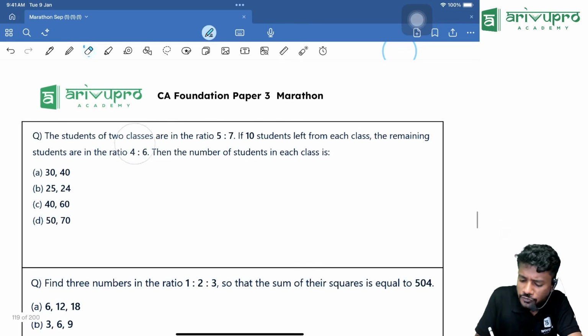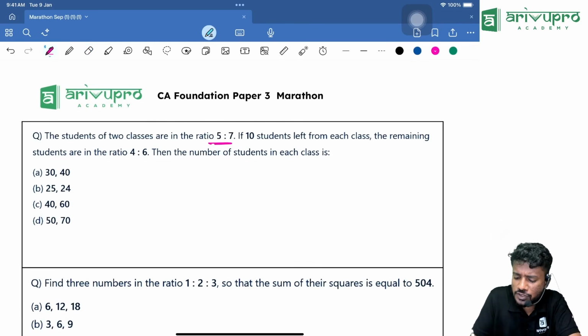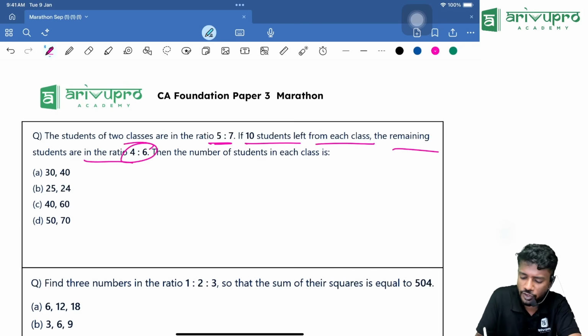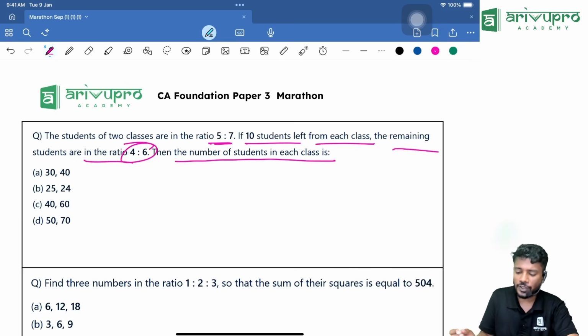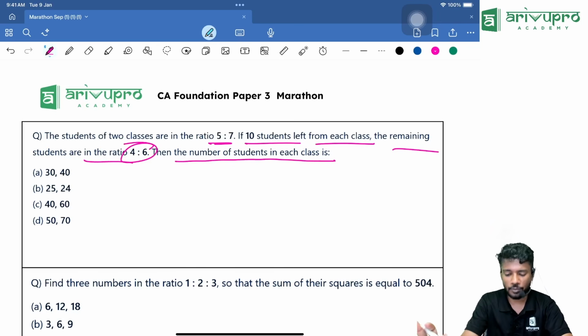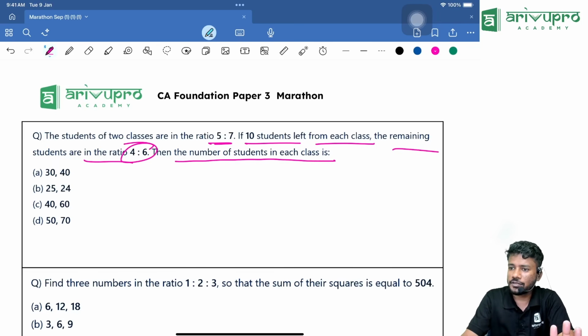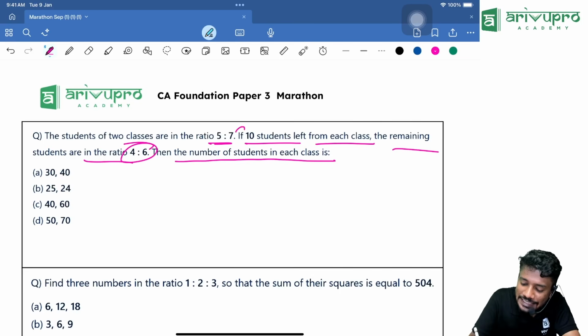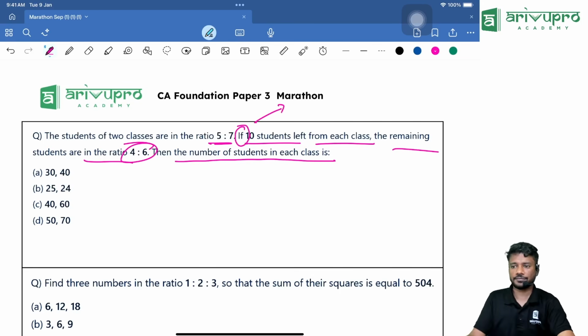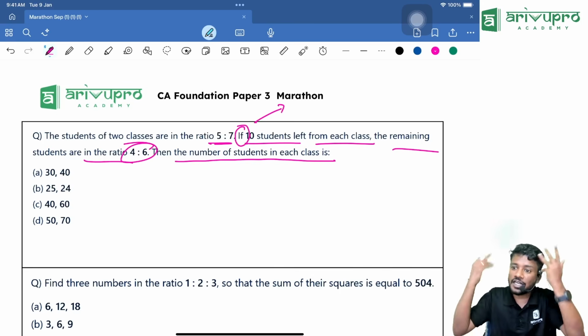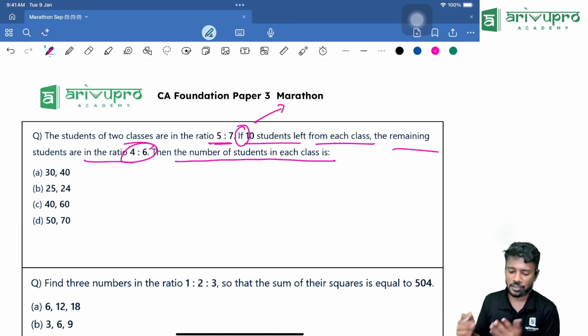The students of two classes are in the ratio 5:7. 10 students left from each class. The remaining students are in the ratio 4:6. Then the numbers of students in each class is how much? Are they asking for initial number of students or final number of students? No. The question is, they are asking if 10 students. If means they are telling as an assumed thing. If 10 are leaving, the ratio will become this much. And how many are there actually in the class is the question.